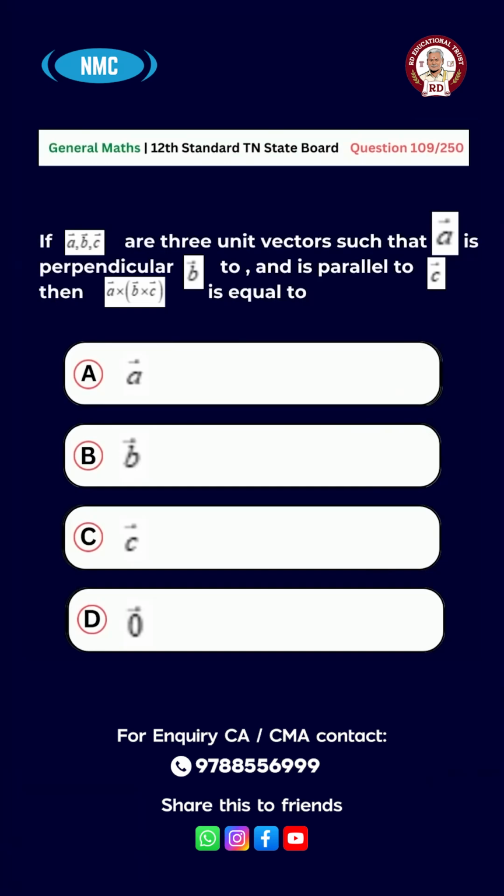Question number 109. If A, B, C are 3 unit vectors such that A is perpendicular to B and is parallel to C, then A cross (B cross C) is equal to: option A, vector A, option B, vector B, option C, vector C, option D, 0 vector. The correct option is option B, vector B.